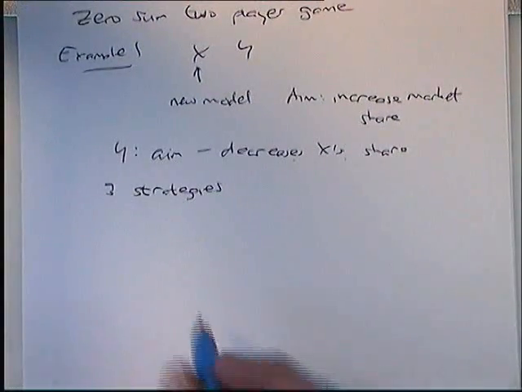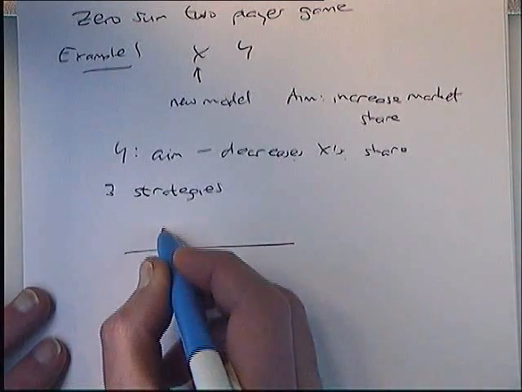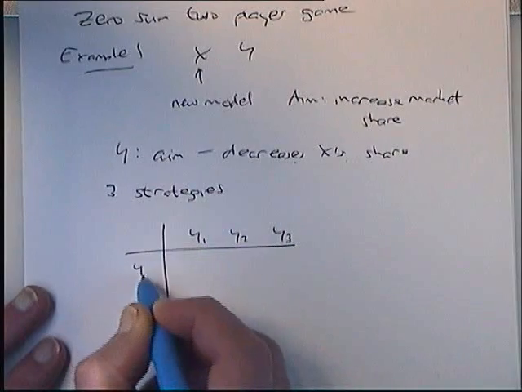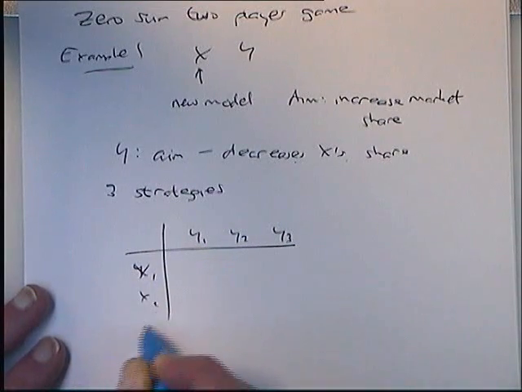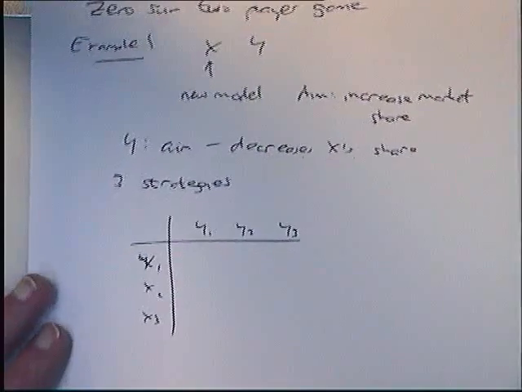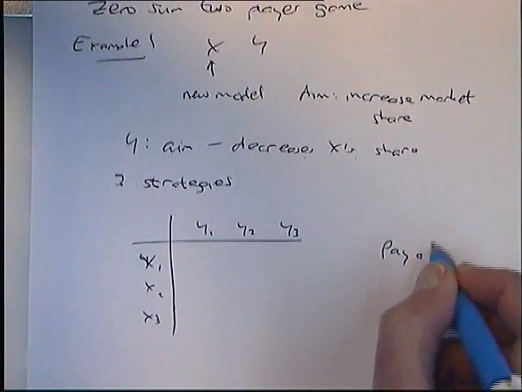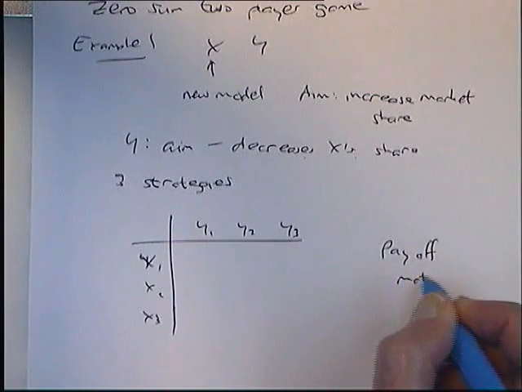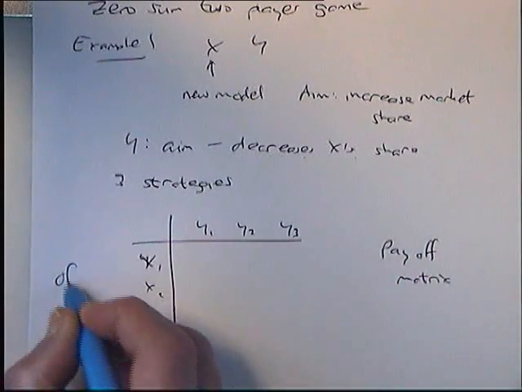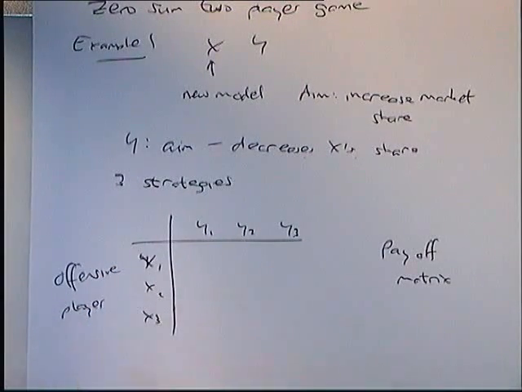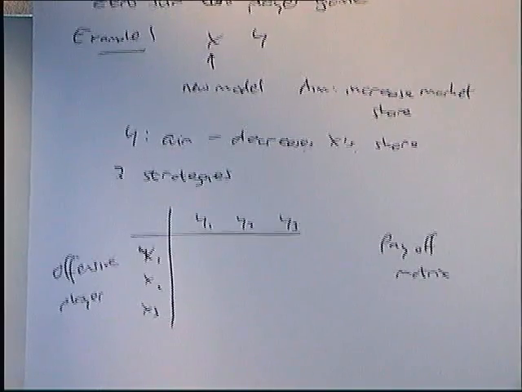And we have this payoff table. We have 3 strategies for Y, and we have 3 strategies for X. X's always go down the left. This is going to be called a payoff matrix. And X will be called the offensive player. The player on the offensive is always put on the left-hand side.